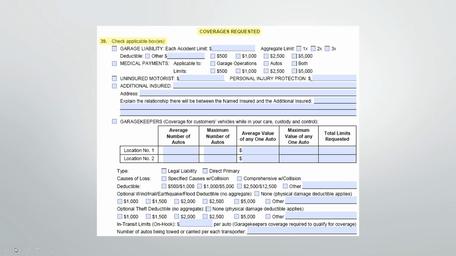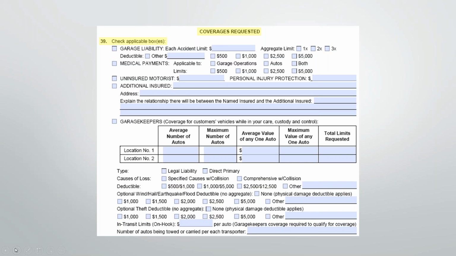So this is going to be for your auto repair shops or even your dealerships that are test driving customer vehicles that maybe they're going to buy, do like a trade-in. So the number of autos, the maximum number of autos that they're going to be holding, and the limit. That's the key for the garage keepers. I need to know the limit, or else I'm not going to be able to quote it for you.